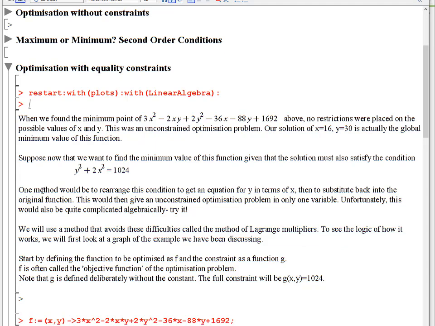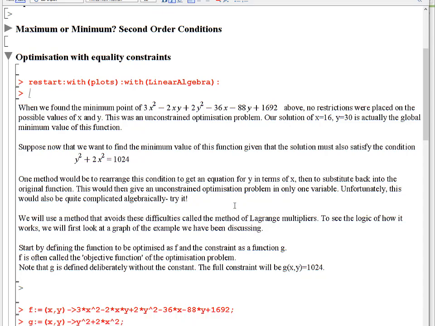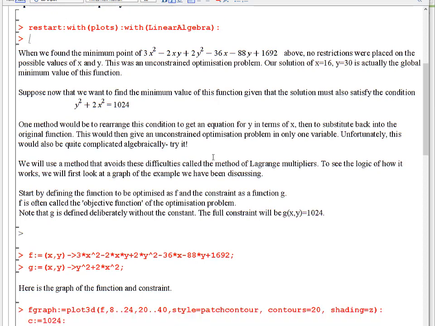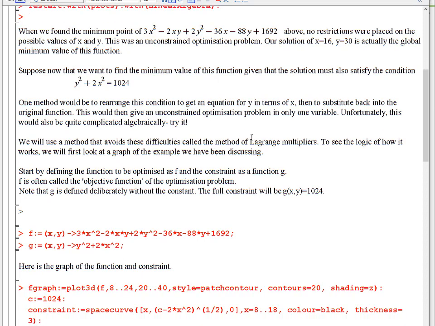One way to do that is to rearrange this to find y is equal to something, then substitute that back in for y, and then try to find an unconstrained solution. However, that would be incredibly complicated because y is going to be equal to 1024 minus 2x squared, all square rooted, and then that's going to occur through here. So it would be horrendous. So we're going to use a method that gets around that. It's called the method of Lagrange multipliers.